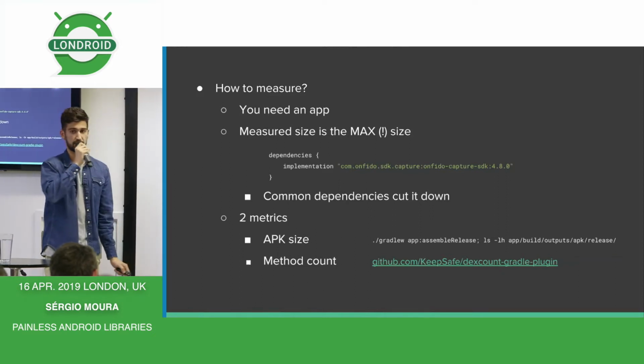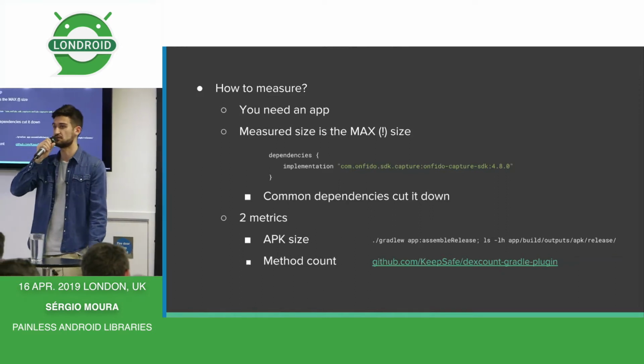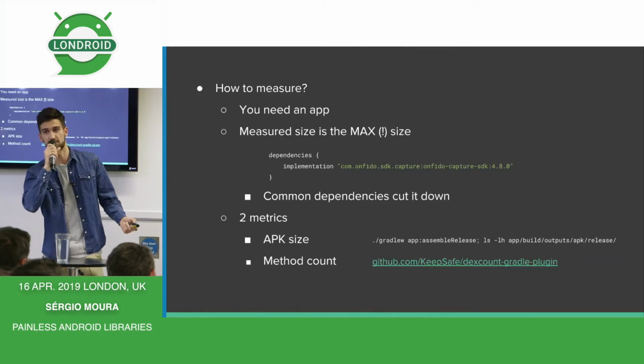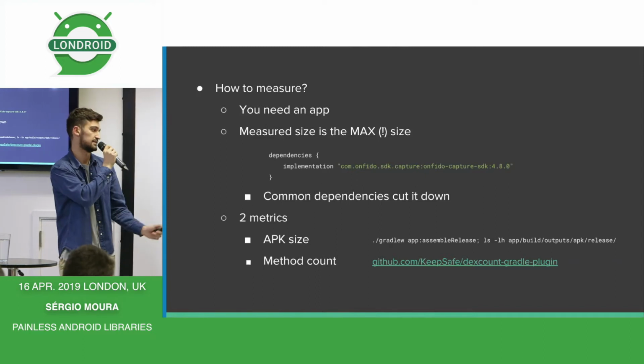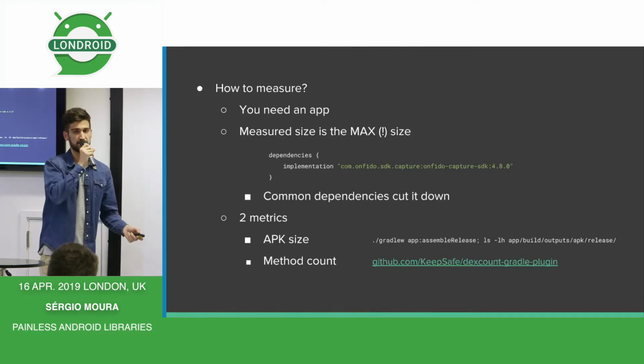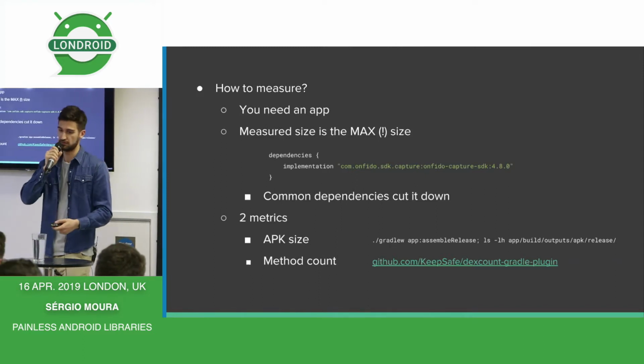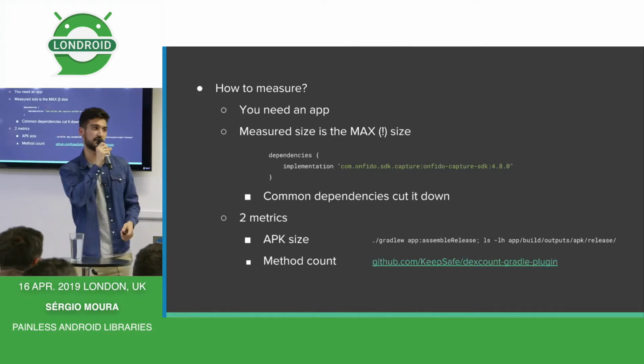Second one is the method count, and it's really important because you don't want to be the main cause for your integrators to go multidex. So there is a really nice plugin, the DexCount Gradle plugin, that you can integrate, and it can run on every build of your small app, telling you the method count.